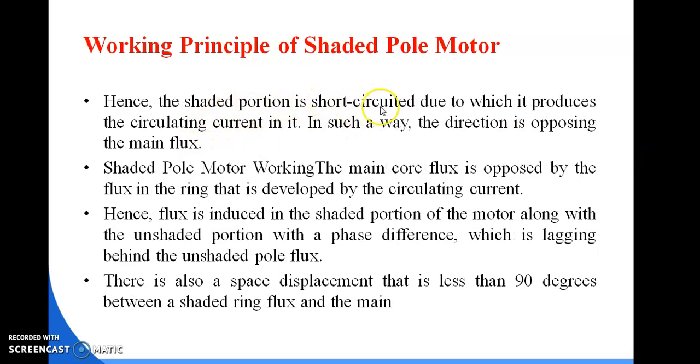Hence, the shaded portion is short-circuited, due to which it produces a circulating current in it. In such a way, the direction is opposing the main flux. Shaded pole motor working: the main core flux is opposed by the flux in the ring that is developed by the circulating current. Hence, flux is induced in the shaded portion of the motor along with the unshaded portion with a phase difference, lagging behind the unshaded pole flux. There is also a space displacement of less than 90 degrees between the shaded ring flux and the main flux.